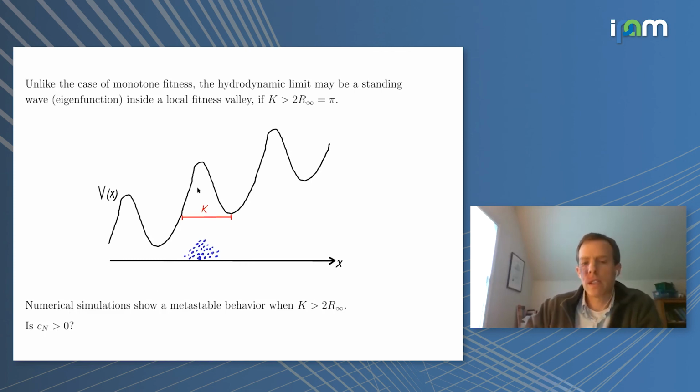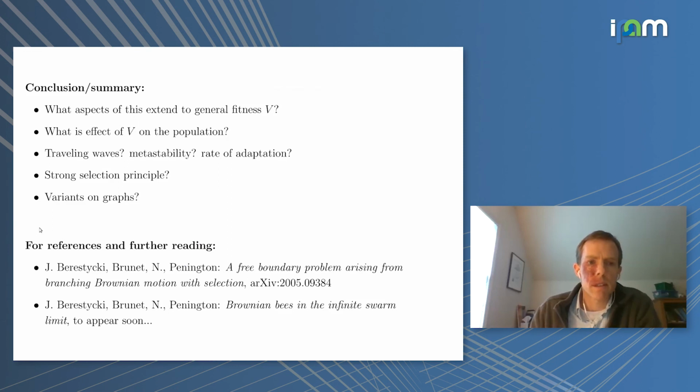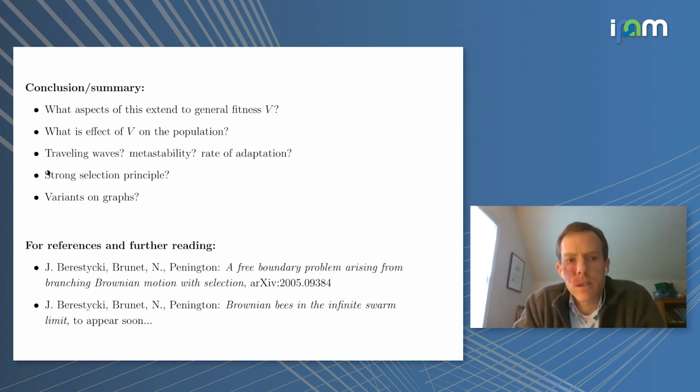Is it true that if V increases to infinity, the ensemble goes off to infinity? All right, so I'll stop there. A lot of interesting issues to explore. In particular, what aspects of this extend to the case of general fitness, especially when the topology of the level sets changes? What's the effect of V on the population? Are there traveling waves? How can we understand this metastable behavior and the rate of adaptation?